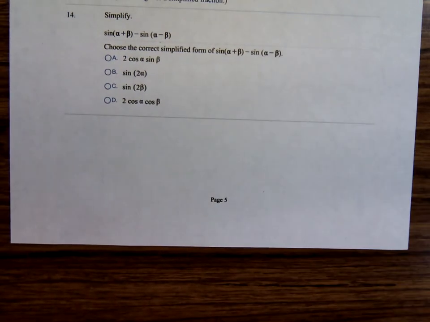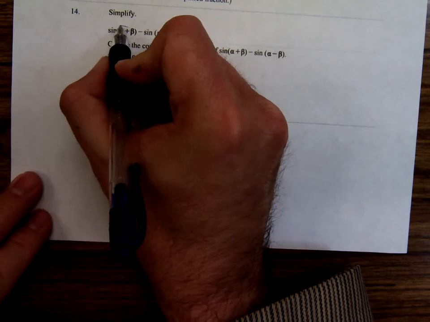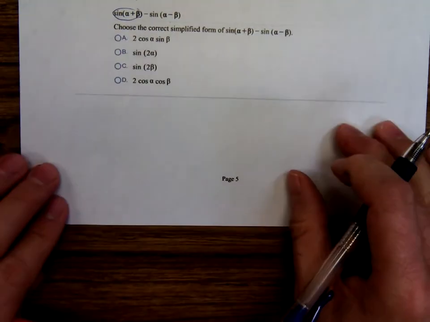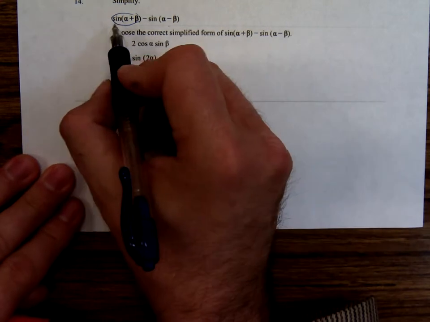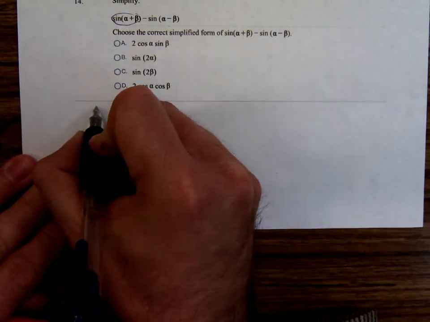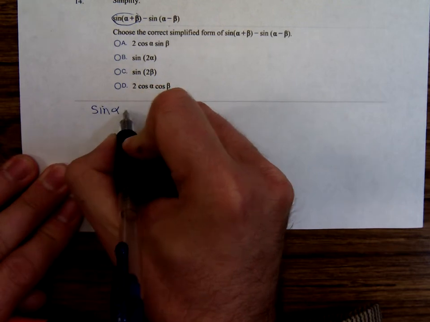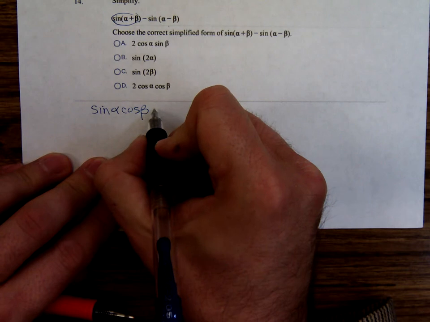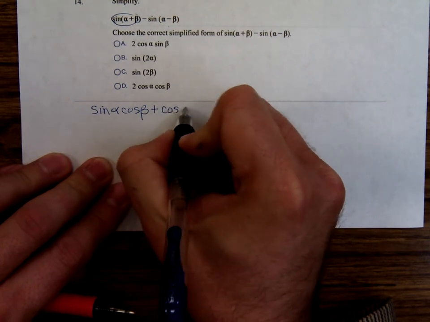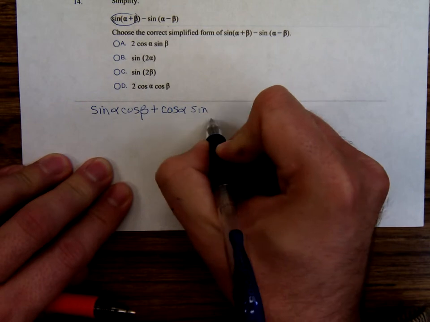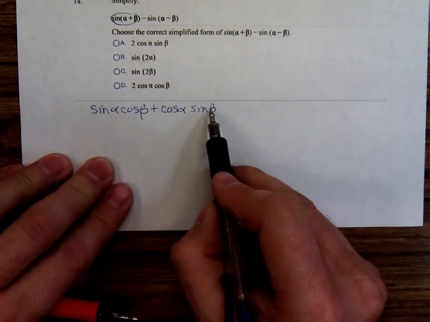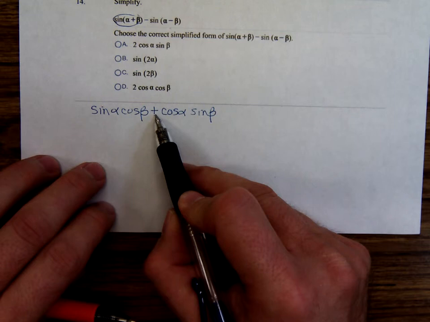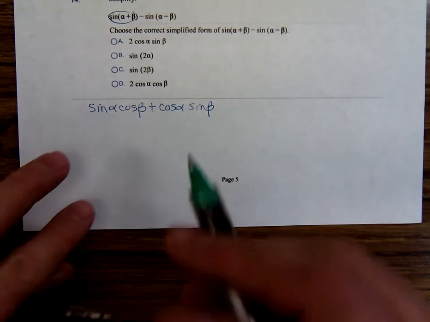I'm going to do this sort of color coding it. In blue, I'm going to write out sine alpha plus beta. That's sine, cosine, same symbol, cosine, sine. Sine, cosine, cosine, sine, same symbol in the middle. I'll just sort of help you keep it straight.